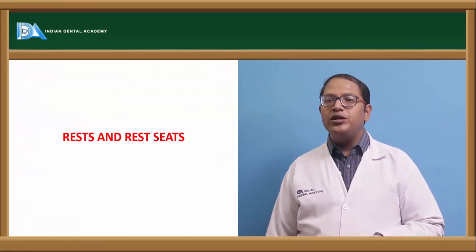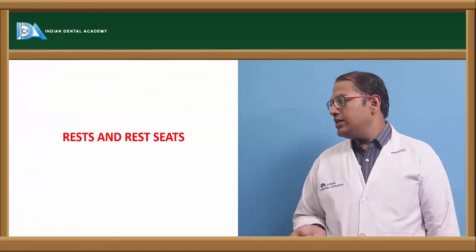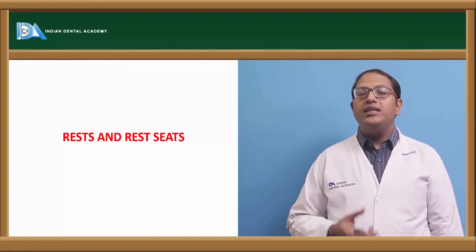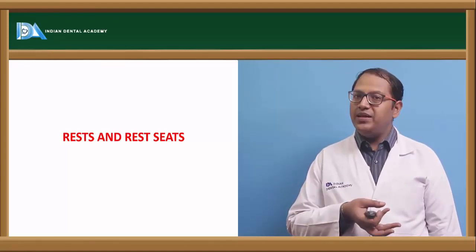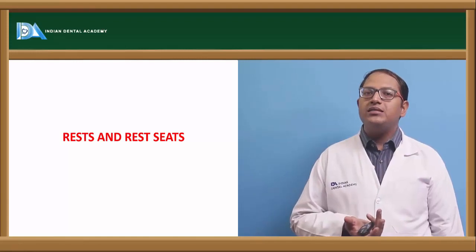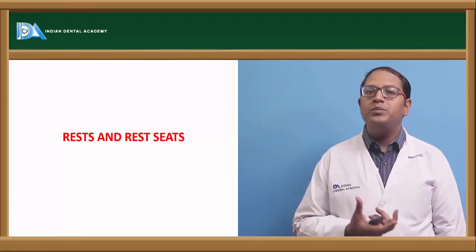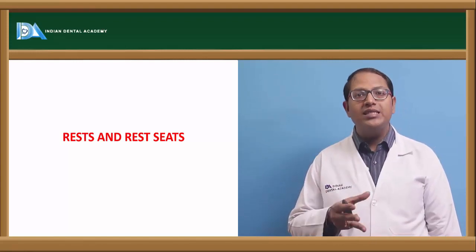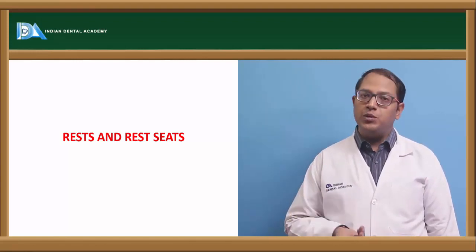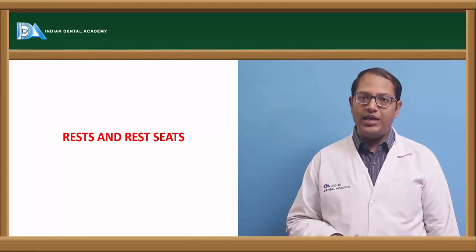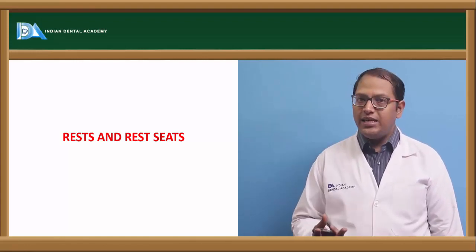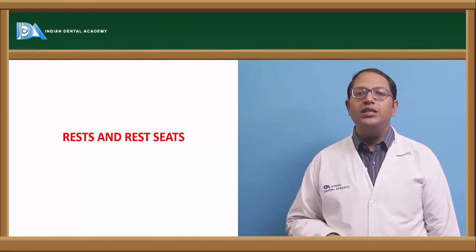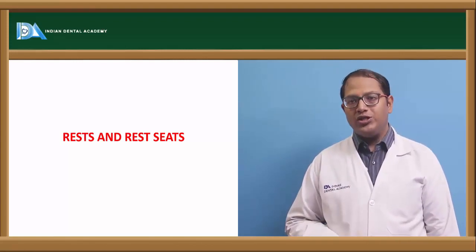Coming to the next component, that is rest and rest seats. Now the rest seat is a place where the rest is going to come and sit. So where is the rest seat? The rest seat is going to be on the abutment tooth on which the rest is going to come, and the rest is a component of the removable partial denture that we are going to fabricate. So two different things: the rest seat is a part of the tooth and the rest is a part of the component of the removable partial denture.